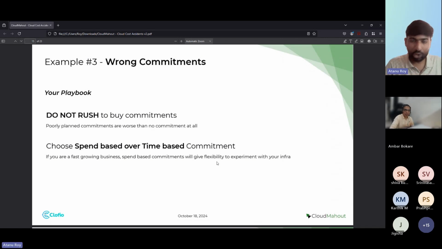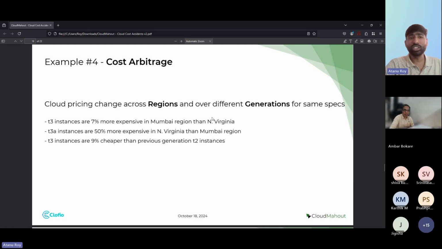Okay, great. So we are going to move on to the next item, cost arbitrage. And this is a very interesting fact, which is taking benefit of where you are located in the world, right? What happens is that if you are purchasing the exact same capacity of hardware in a cloud platform across different regions and across different generations, the cost changes, right?